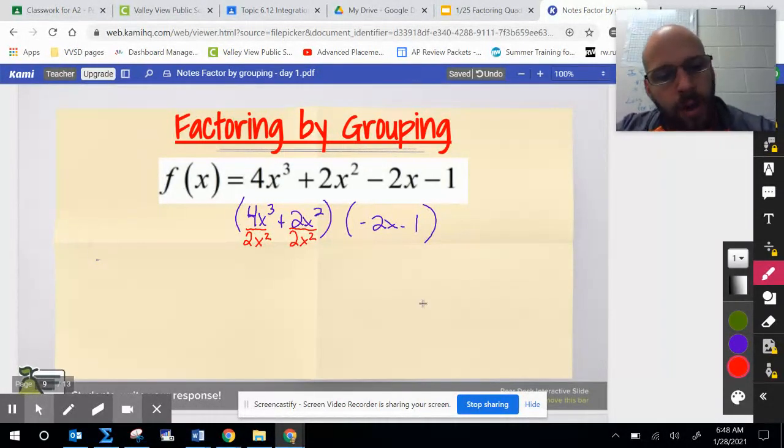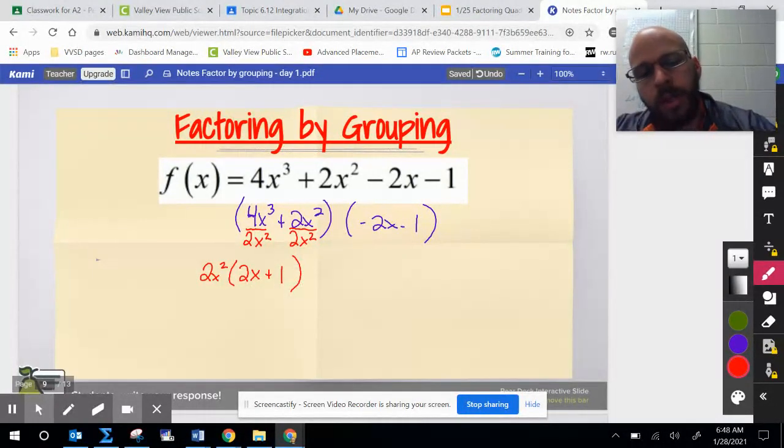Okay? So if I write this first piece, 4 divided by 2 is 2. X cubed divided by x squared would just leave me with 1x. 2 divided by 2 is 1. X squared divided by x squared, well, then there won't be any x's left because there were 2. We divided 2 out, so there's none left in that term.